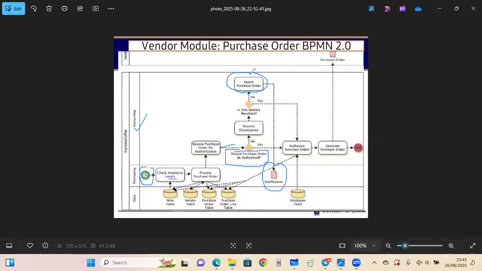You get it? But if the order is not rejected, then they authorize the order, and then they generate the purchase order. Then that purchase order will be sent to the vendor for the vendor to maybe deliver the items and the like. So when that happens, then the process ends here. You get it? So that's it.